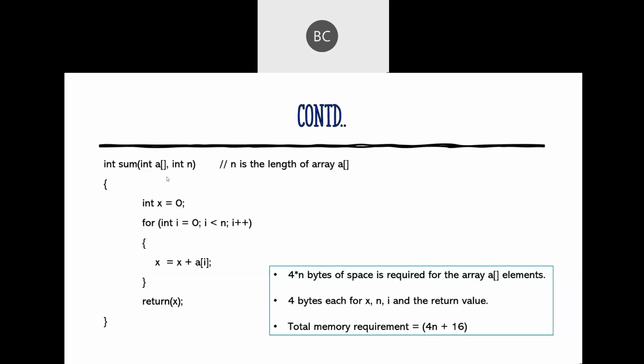And this 4n part is for the array part. Integer array, that's why 4. Then n is basically the size of the array or the length of the array. Is this part clear?